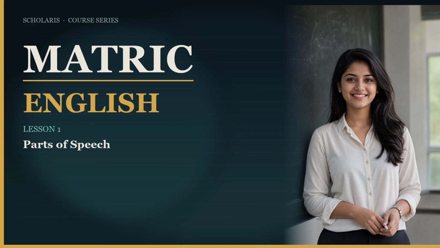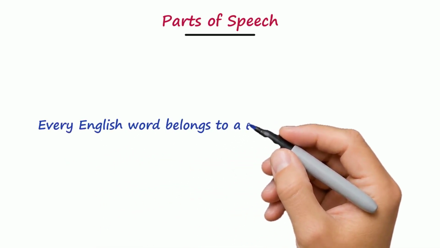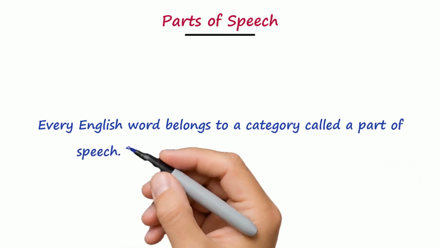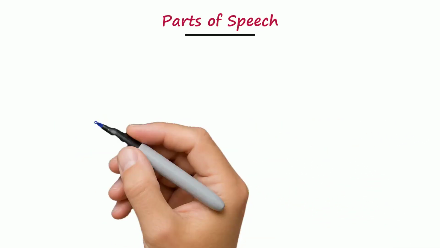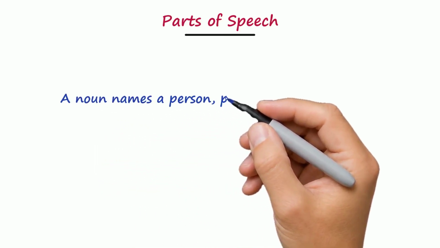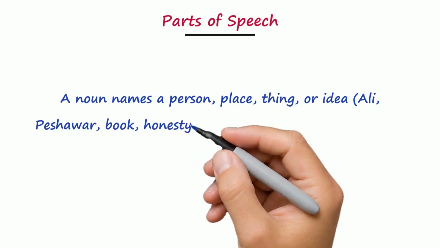We're jumping into Matric English, Lesson 1, Parts of Speech. Every English word belongs to a category called a part of speech. There are 8 main parts of speech. A noun names a person, place, thing, or idea: Ollie, pea shower, book, honesty.